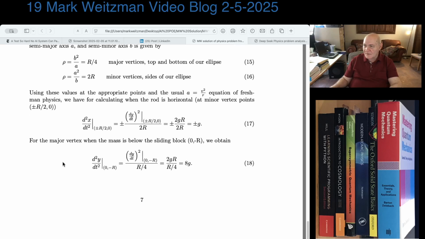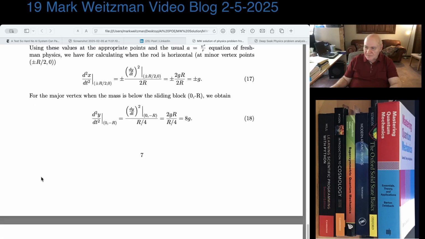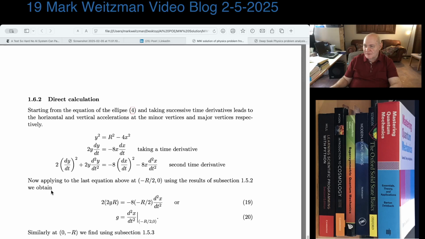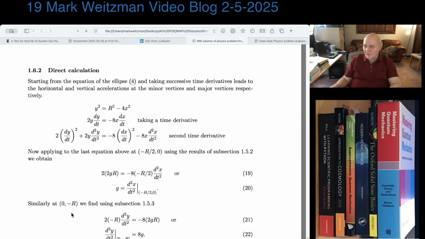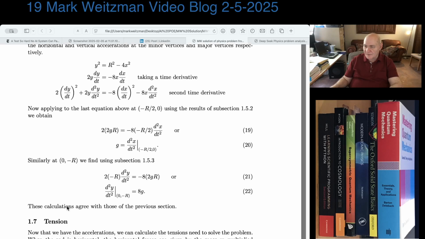And then when the mass is below the sliding box on that major vertex, we get the y component of acceleration is 8g. You can also do this, start with the equation for the ellipse and take time derivatives and get everything the same way and verify this. So if you're uncomfortable with that osculating circle, you can do it that way.